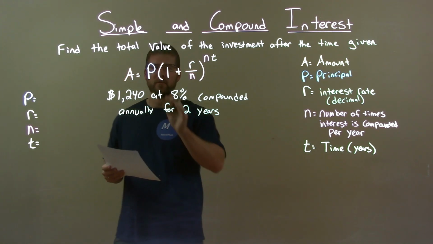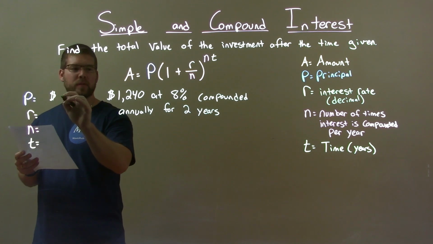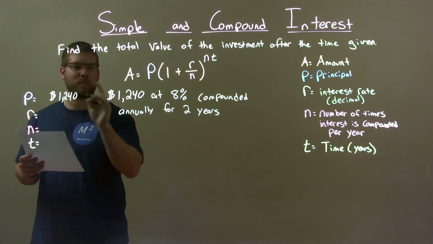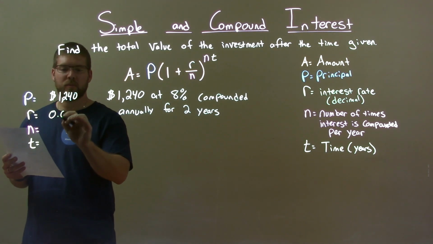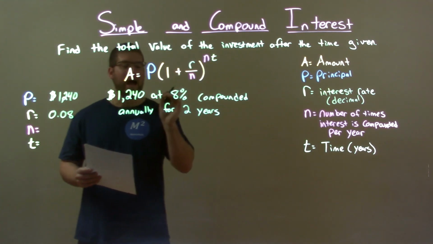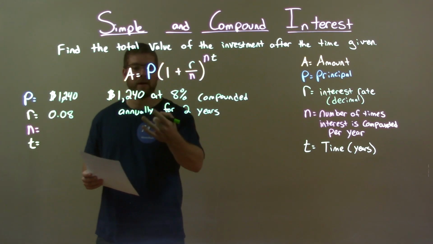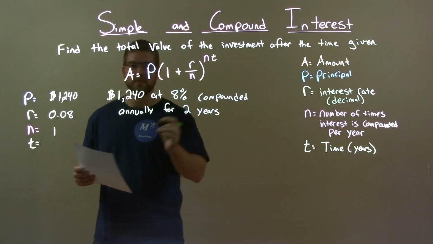Well, I want to take from this the information that I need. My principal, first thing that's written there, $1,240, my starting amount. Interest rate as a decimal, 8% as a decimal, 0.08. Compounded annually represents our N. How many times do we compound that in a year? Compounded annually means 1 time per year. Now the number of years, 2.